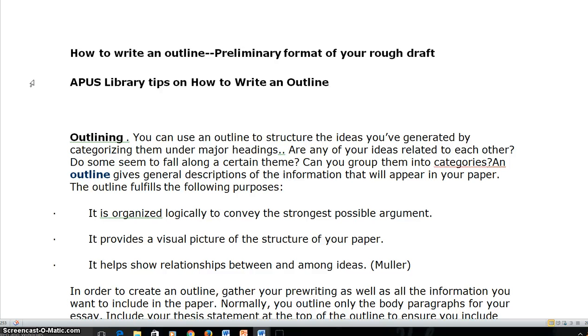How to write an outline. Outlining. You can use an outline to structure the ideas you've generated by categorizing them under major headings.